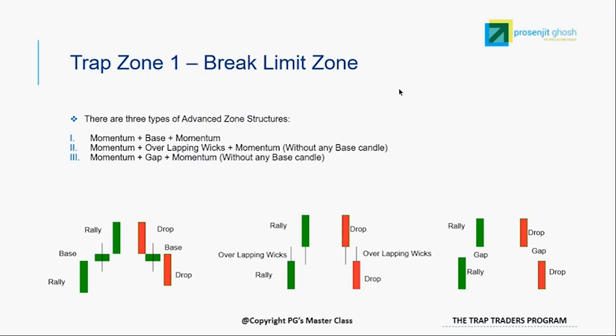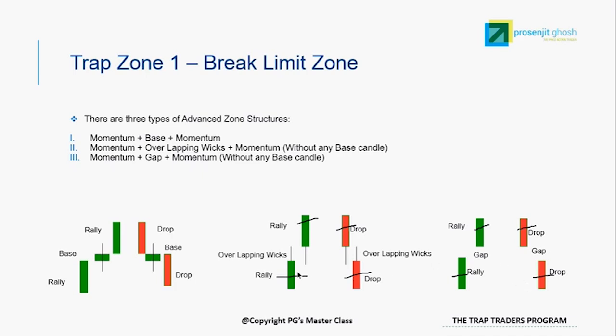Okay, so as of now, understand these are my structures. Sometimes there may not be a momentum candle. This can be a base candle as well, or a combination of base candles. Sometimes there can be more base candles: base, gap, base, then base, gap down, base.